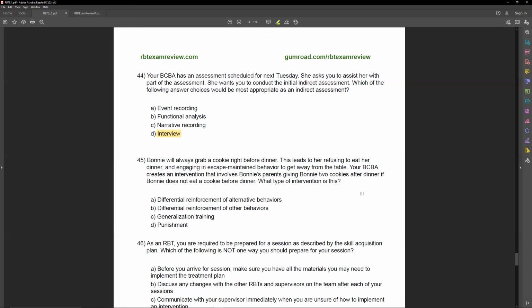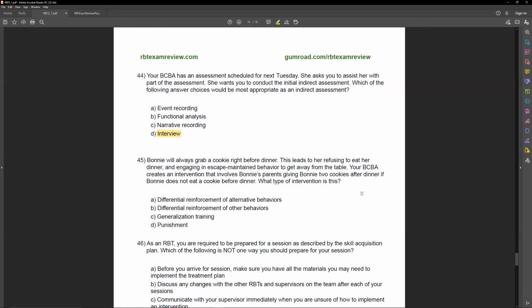45. Bonnie will always grab a cookie right before dinner. This leads to her refusing to eat her dinner and engaging in escape-maintained behavior to get away from the table. Your BCBA creates an intervention that involves Bonnie's parents giving Bonnie 2 cookies after dinner if Bonnie does not eat a cookie before dinner. What type of intervention is this? Okay, so we're looking for some sort of reinforcement intervention, right? Because Bonnie is getting rewarded for something, right? Getting 2 cookies after dinner is a reward.